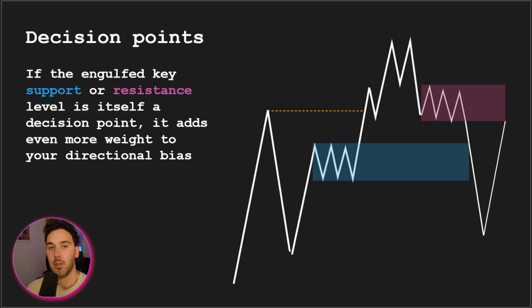The thing with supply and demand trading is that you can mark any box, any sideways price action as a demand or supply zone, but this is basically what I would define as a key level because it's where decisions were made to break previous highs and lows on the chart.